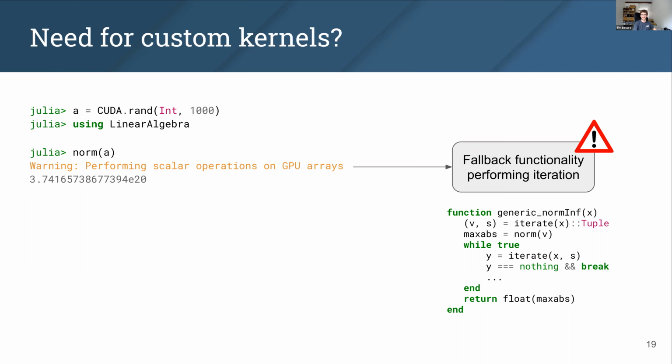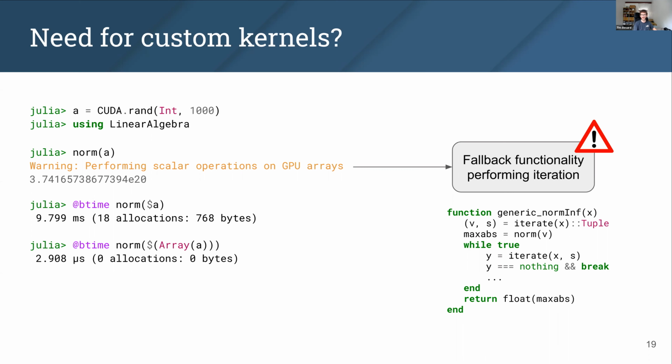And the disadvantage of these fallback implementations is that they often iterate. So they take a single value from our array at a time, they do something with it, and then they store it back in memory. And this completely defeats the purpose of using a GPU, because it's just going to be transporting element by element from the GPU to the CPU and perform the operation there, completely ignoring all of the advantages that a GPU has. And as a result, this is a very slow operation.